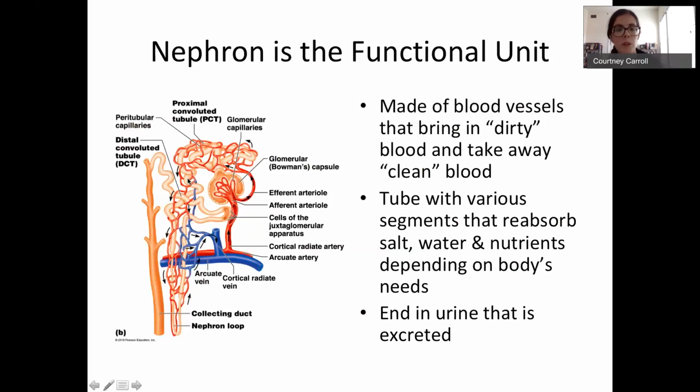And this is like when you clean out your refrigerator. You're going to take everything out, you're going to clean it, and then you're going to put the good stuff back. Your body does the same with its blood.